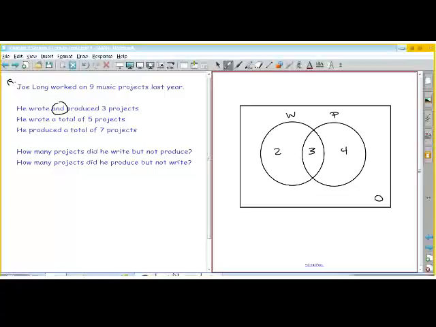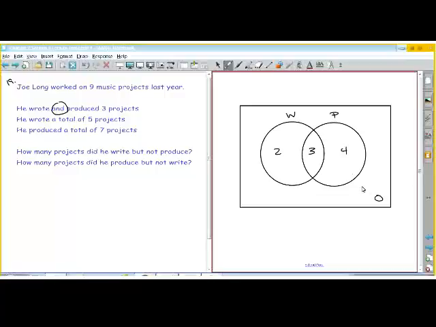Now there's 0 projects that he may not have written or produced, but done something else with songs. Maybe he performed or something like that. Those could go on the outside. So this number 0 represents the number of elements that are not in the 2 sets here, but could still be considered part of the analysis. For this one, it's 0, but in the other ones that we do, it won't be 0. So now we can answer these questions.